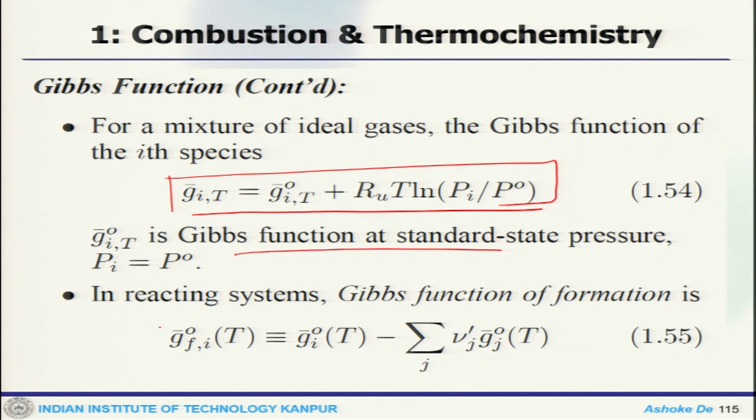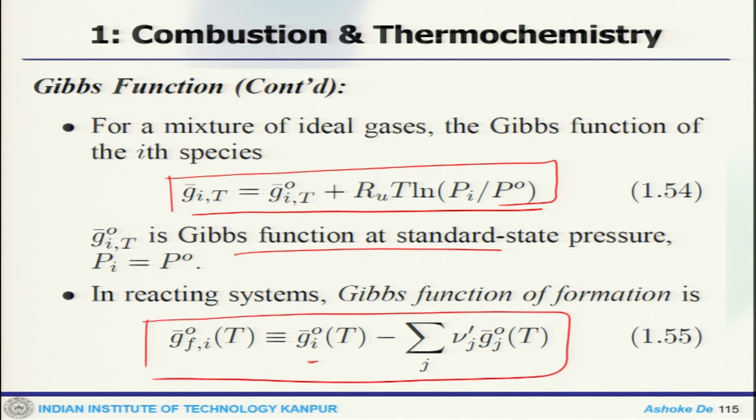Now, when you consider a reacting system, that means there are multiple species involved in the reaction. So, the Gibbs function of formation will be represented as the Gibbs function at a particular temperature or at the reference one, then the stoichiometric coefficients, where J represents the number of reactants present in that particular system, and their Gibbs function.